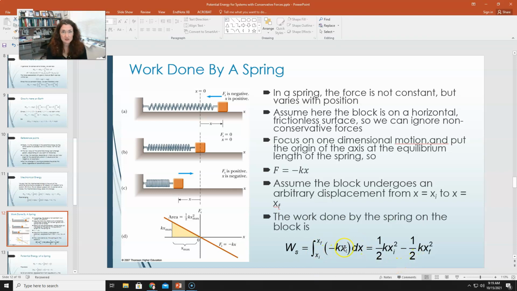Now, this is a very simple function to integrate. k is a constant, so you can pull that out of the integral. You'd end up with negative 1/2 kx squared, which you would then evaluate from the initial to the final point. That would give you negative 1/2 k times x final squared minus x initial squared. If you wanted to, you could move that negative sign, multiplying it through, and you would have 1/2 k x initial squared minus 1/2 k x final squared. And that would be the work done by the spring on the block, okay?